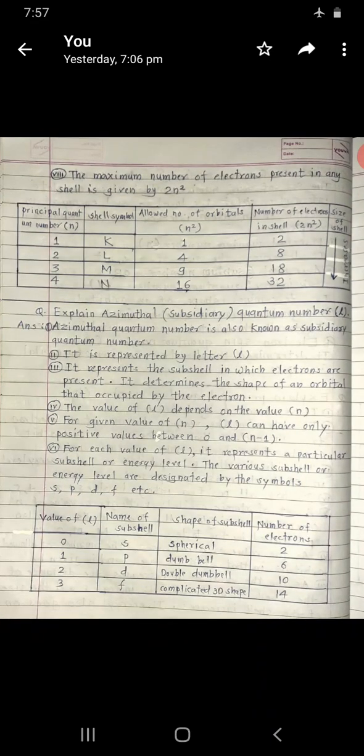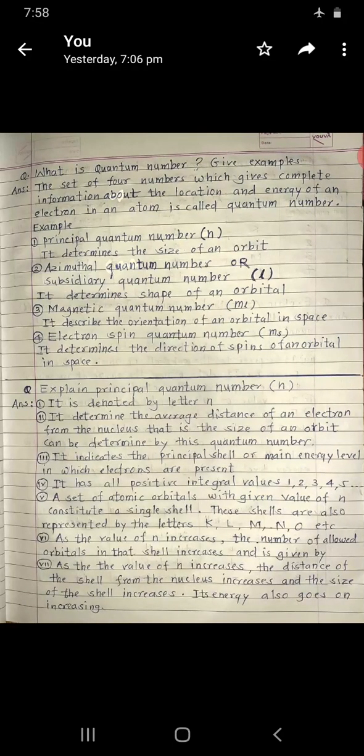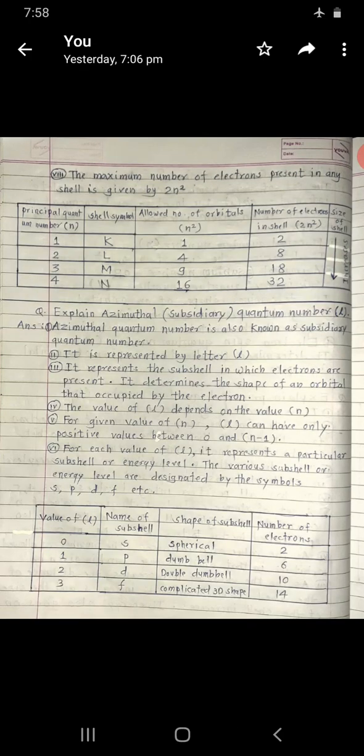And the last point is that the maximum number of electrons present in any shell is given by 2n square. Look at a couple of values here. First, as the value of n increases, the number of allowed orbitals in that shell increases and it is given by n square. And to determine the maximum number of electrons in any shell, the formula is 2n square.